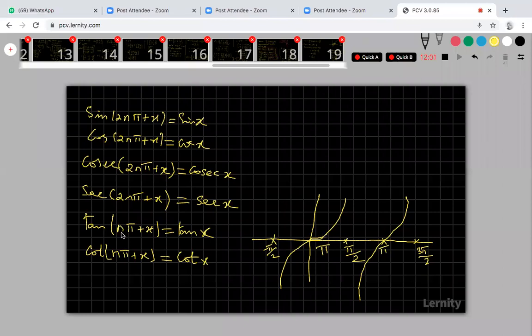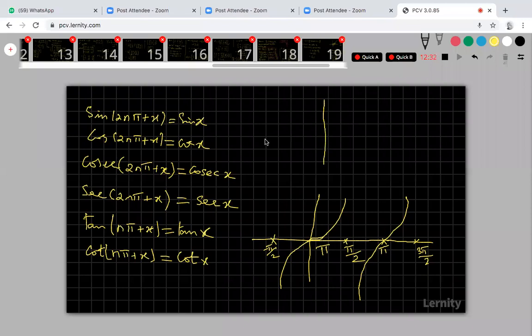So therefore, tan(n pi plus x) is again tan x. Your n may be any integer, 0 or 1 or 2 or 3 or whatever it is, minus 1, minus 2, minus 3. Your n belongs to Z only. Cot x is the reciprocal of this function, so that is also repeating for every interval of length pi. But sin x, cos x, cosecant x, secant x, everything repeats for intervals of length 2 pi only.